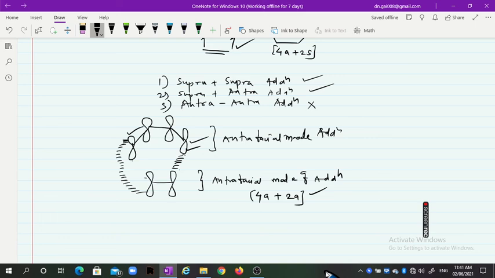We have discussed briefly the meaning of cycloaddition reaction, the meaning of antarafacial mode of addition and the suprafacial mode of addition.